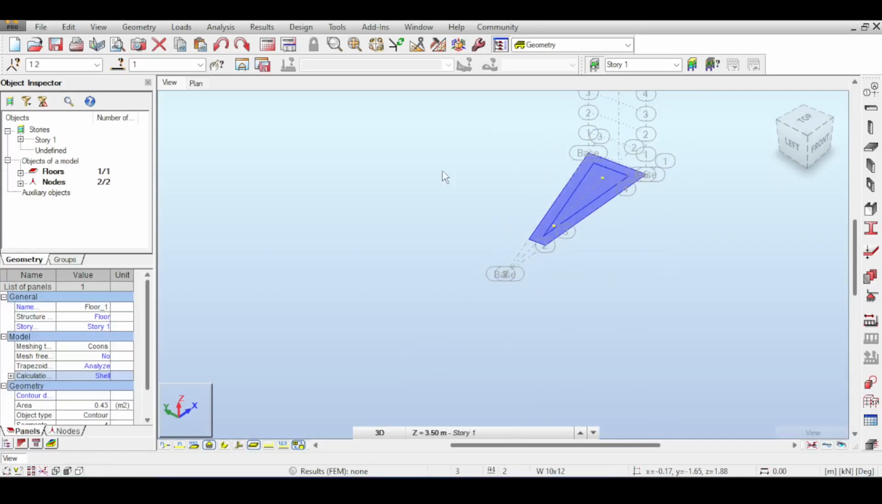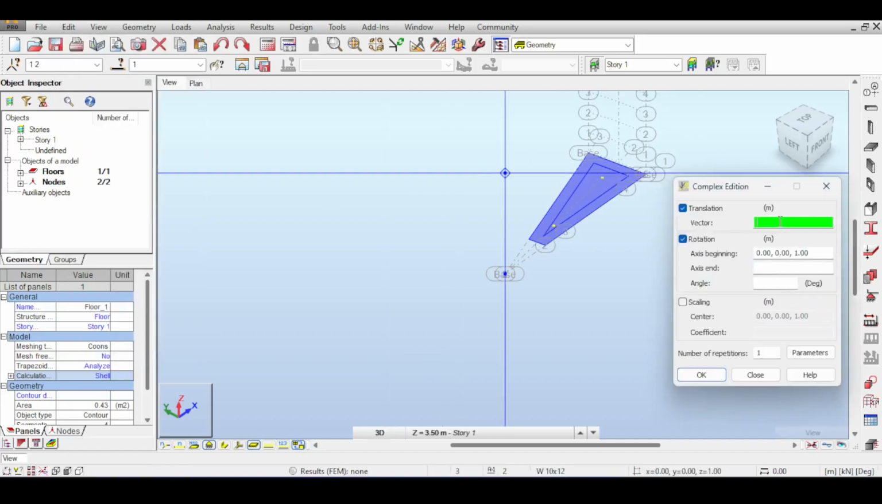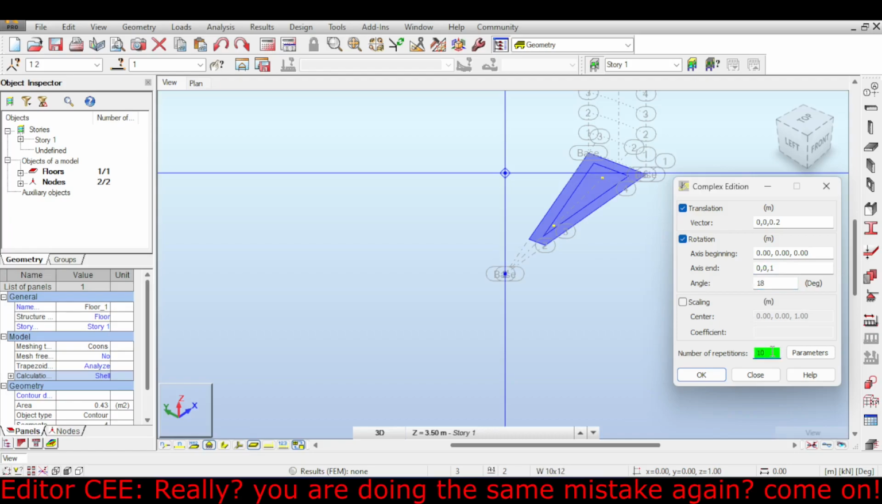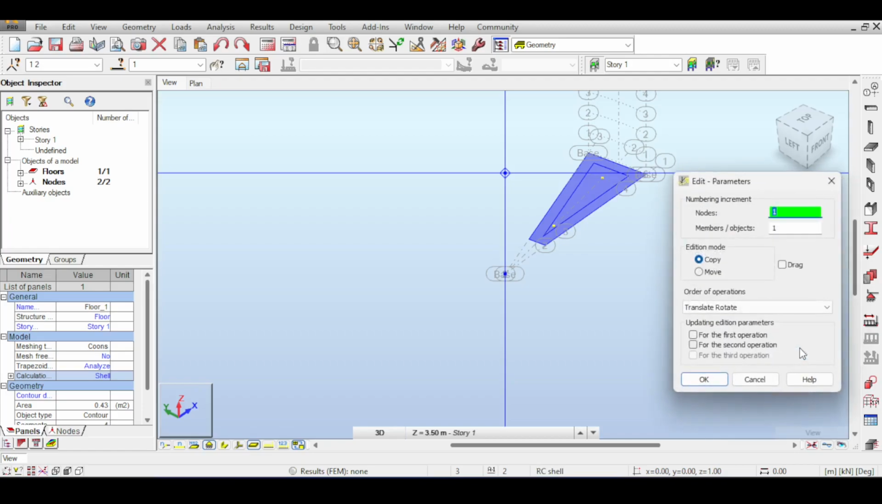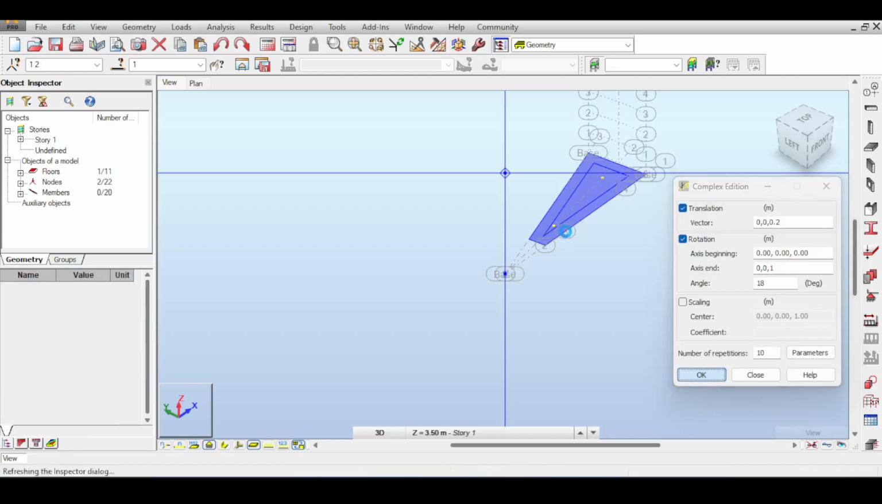All right, so let me think of that. If I take this with 2 nodes and go to edit, complex, I think it will work. And translation is 0, 0.2. Rotation axis beginning is 0, 0, 0. Axis end is 0, 0, 1. My angle is 18 degrees still. And I want 10 steps. But wait, can I drag this? Dragging. Parameters. Hey, there is drag. Will it work? I don't know. Let's click drag and, well, okay.